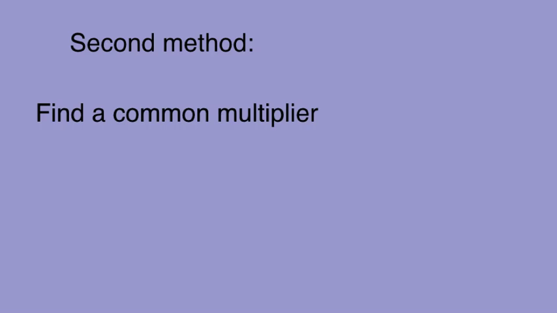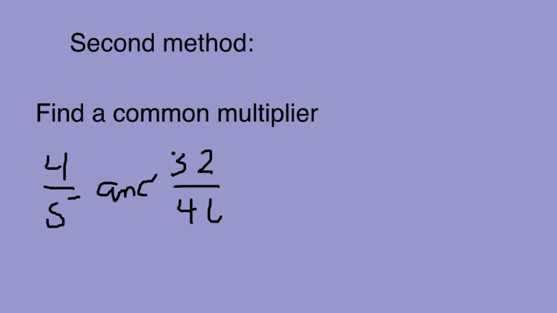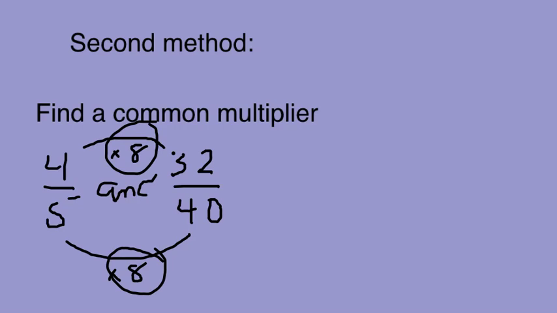The second method that we're going to talk about today is called finding a common multiplier. So let's look at our example, 4/5 and 32 over 40. And what I'm looking to see is, what did I multiply 4 times to get to 32? Well, I multiplied times 8. What did I multiply 5 times to get to 40? Well, I multiplied times 8. If these two numbers are the same, then yes, they're going to be proportional.